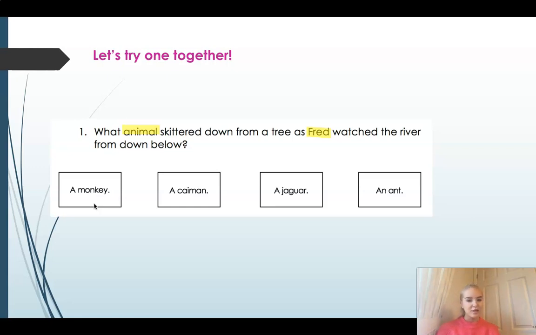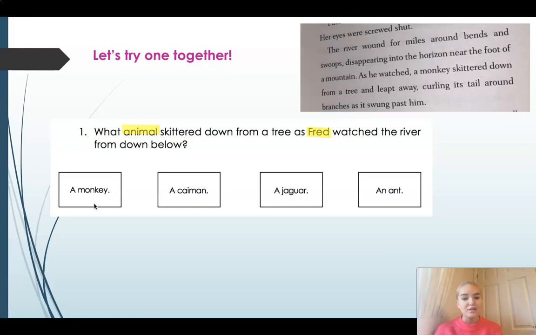But I'm not going to guess between them. I'm going to find this quote in my text and I'm going to retrieve the answer. So I've read my text and I've found this section where it talks about an animal skittering down from a tree. Now I'm going to read it: the river wound for miles around bends and swoops, disappearing into the horizon near the foot of a mountain. As he watched, a monkey skittered down from a tree. So it says here, as he watched, Fred watching, and which animal skittered down from a tree? It was a monkey that skittered down from a tree. So I can look in my answers and I can see, yes, I've got a monkey as one of my options, and I can circle it there.